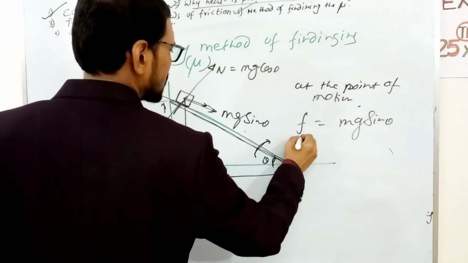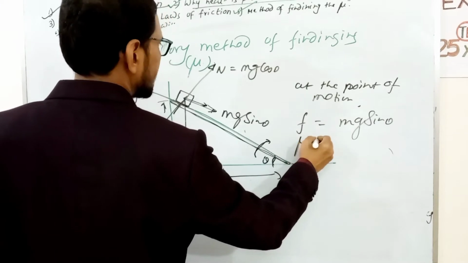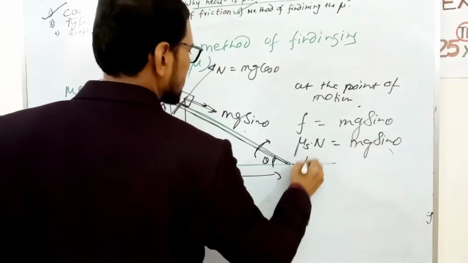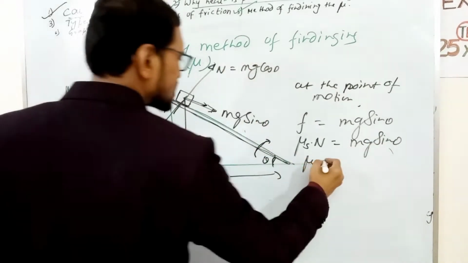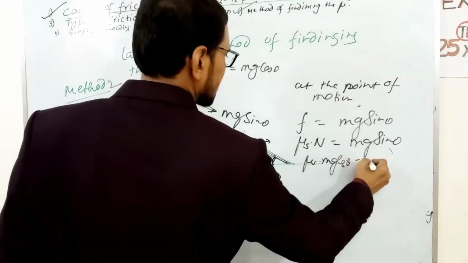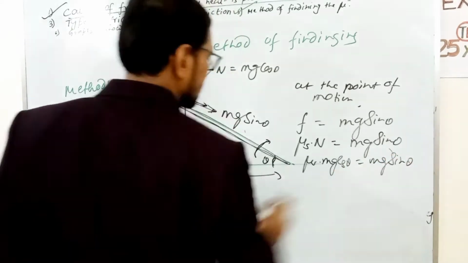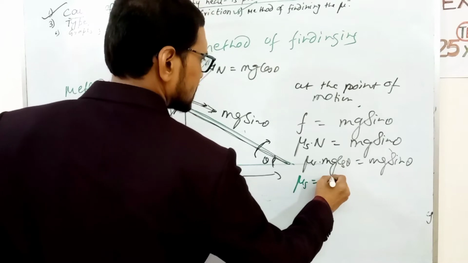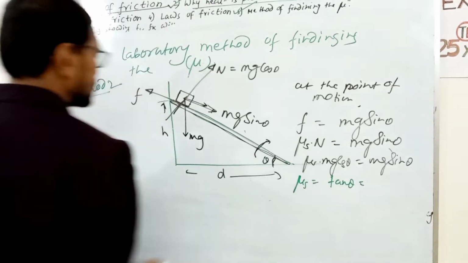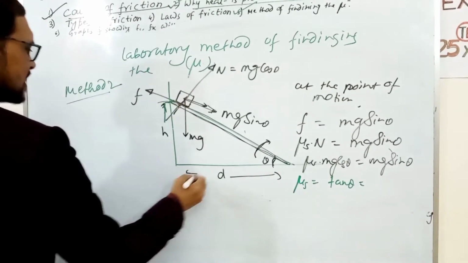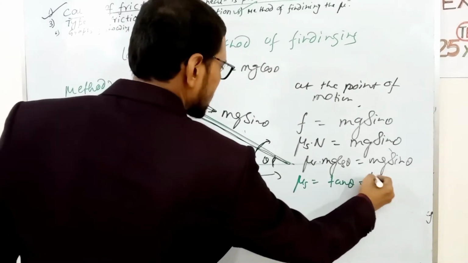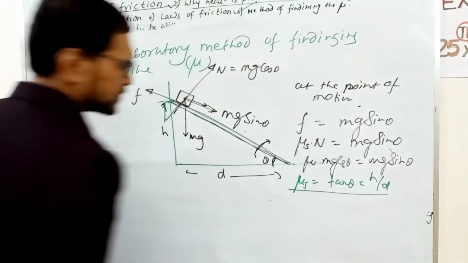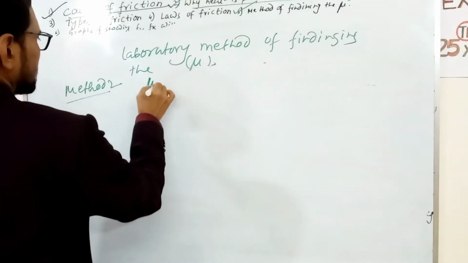Now what is F? F equals mu s into N, where N equals mg cos theta. So mg sin theta equals mu s mg cos theta, that is, mu s equals tan theta. We can measure this height and this length, so tan theta equals h by d. So by finding h and d, we get mu s, static friction. Now, what is mu k?